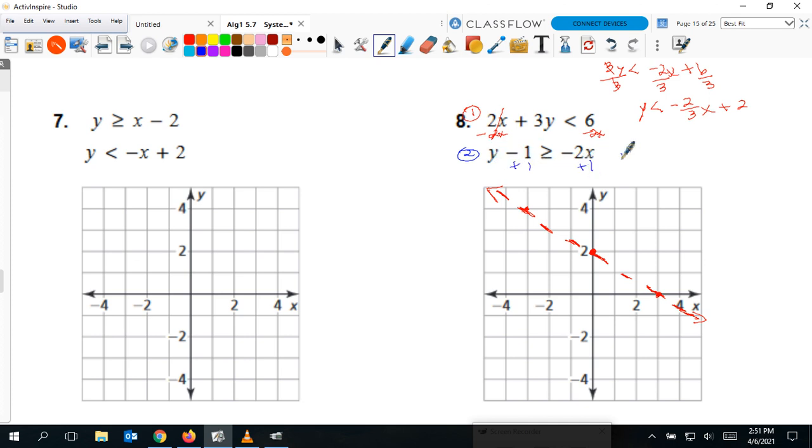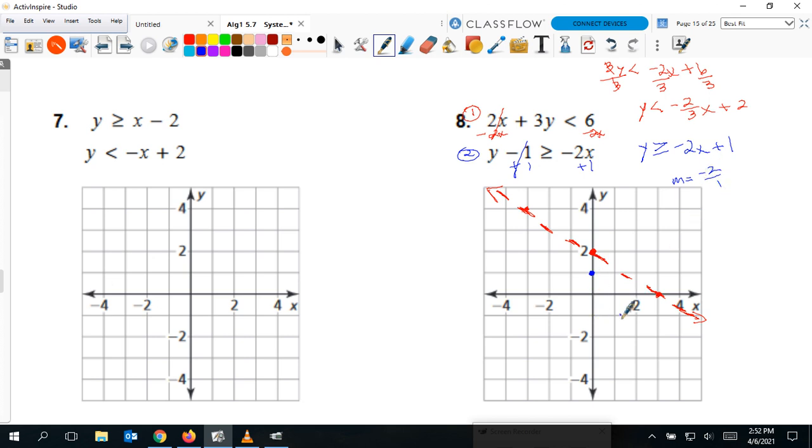So for this one, we're going to see it's going to say y now. These 1's cancel, is greater than or equal to x term first, negative 2x plus 1. And the 1 is the y-intercept, so it's going to start right here. Slope on this one, m, is negative 2 over 1. So down 2 and then right 1.